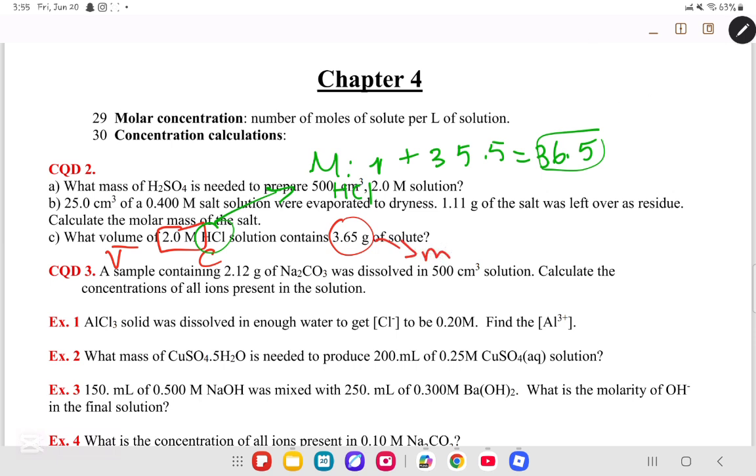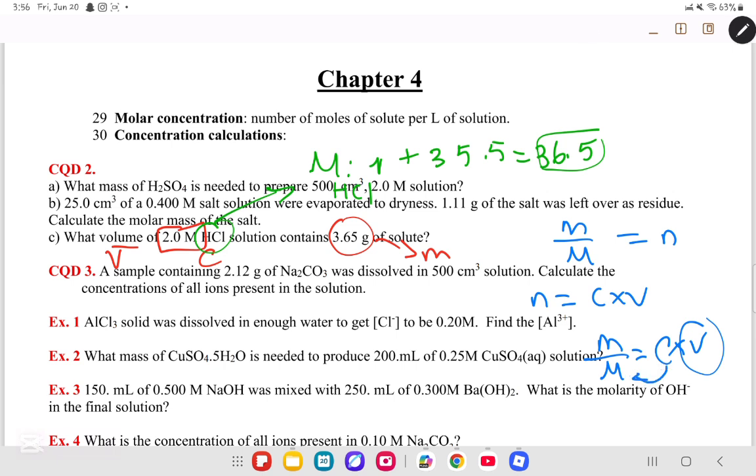So very simply, we'll write the two equations. Mass over molar mass is equal to number of moles. Number of moles is equal to concentration times volume. That means mass over molar mass is equal to concentration times volume. If we need to find the volume, then very simply you will have to move the concentration to the other side. So it's going to be mass over molar mass divided by the concentration is the volume. So very simply it is what? It is mass over molar mass times concentration is equal to the volume.